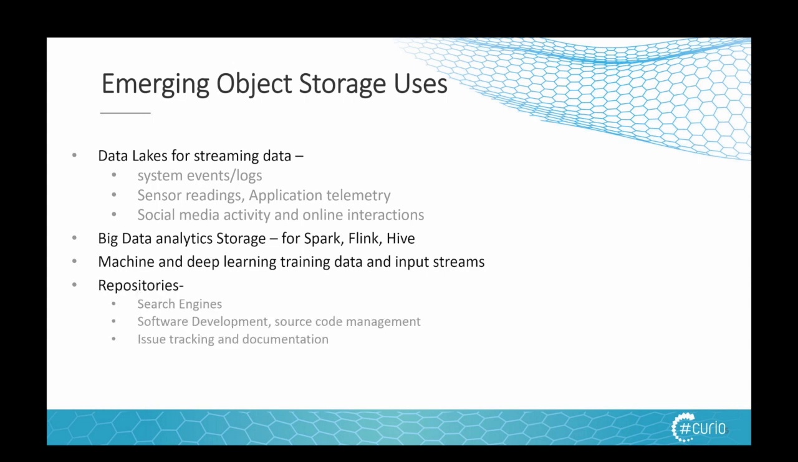Repositories. Obviously everyone searches for everything on search engines. Well, what do they use? They use object storage. And then deeper involvement with software development and source code management. Because object storage does a lot of versioning, it's perfect for software development and source code management. When you create another version, it saves the old version and you have another copy. You don't need to back it up or shadow copy it or anything. It's already built into the object storage. And then issue tracking documentation.